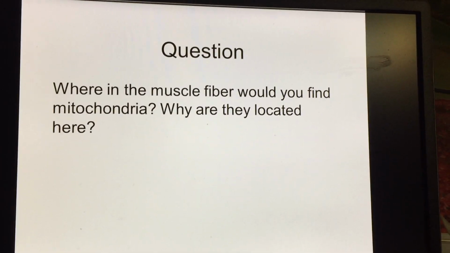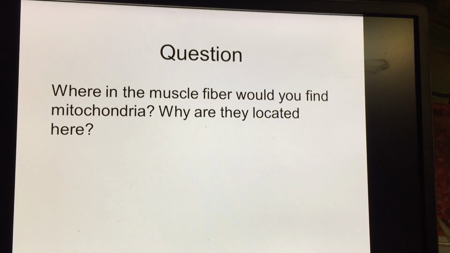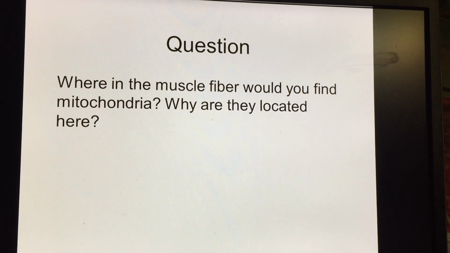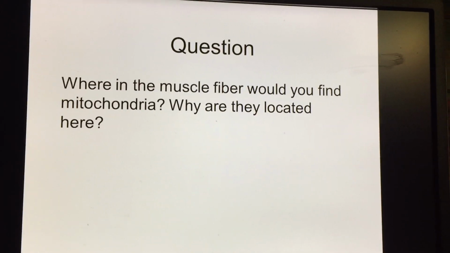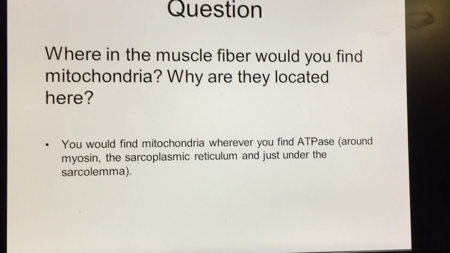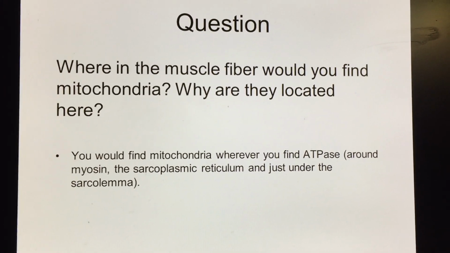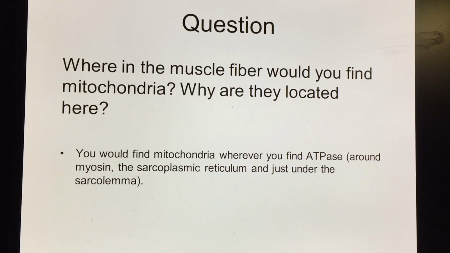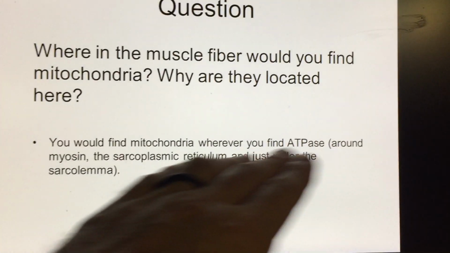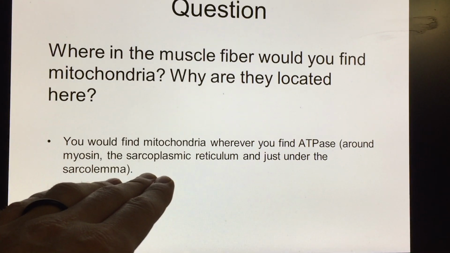Last question I have for you here is, where in the muscle fiber would you find mitochondria, and why are they located here? And the answer here is that mitochondria are found wherever you find ATPase, so around myosin, the sarcoplasmic reticulum, or just under the sarcolemma. So in all these locations, you're using ATP.